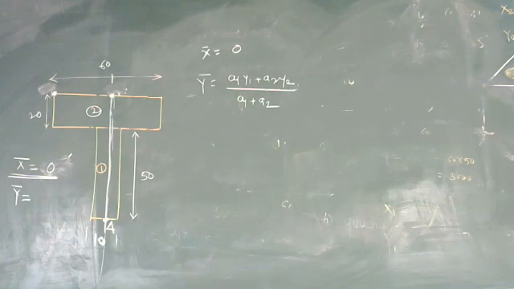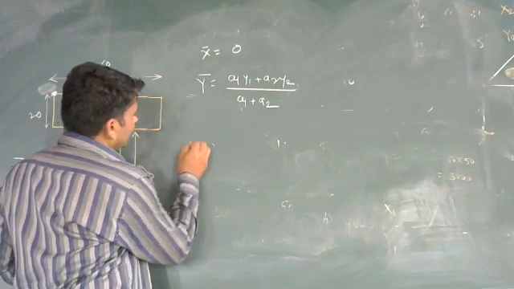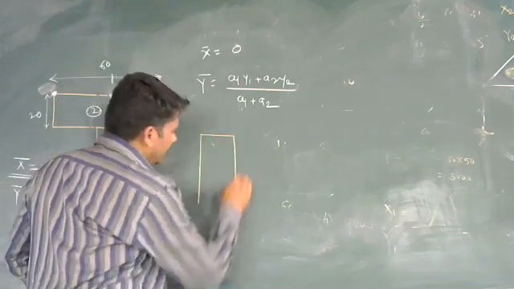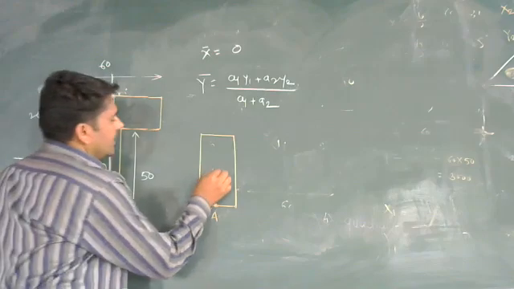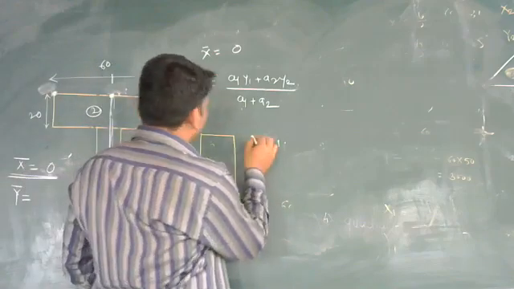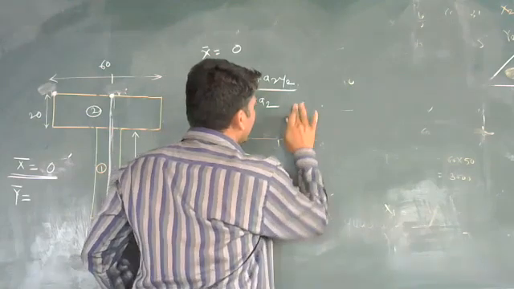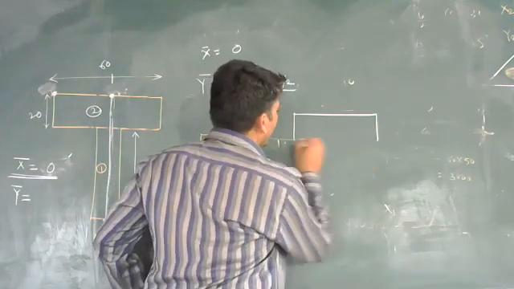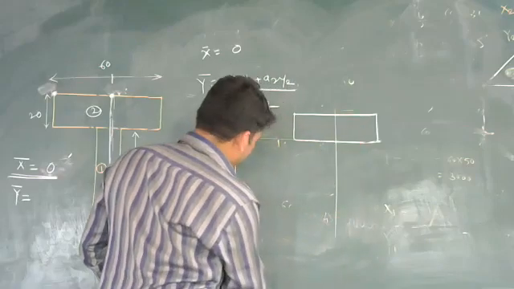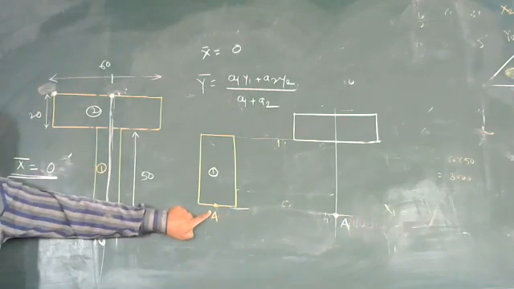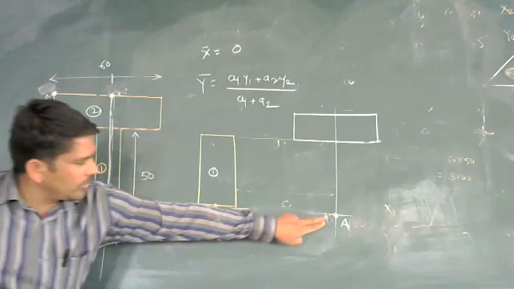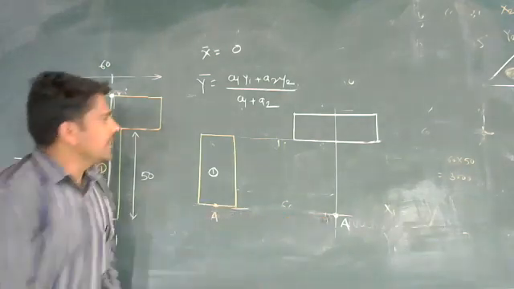Now I am required to find out A1, A2, Y1 and Y2. So what is our next step? First draw the two parts. First part I will draw here, and I will put the location here also. Okay, this is the first part. Second part: here also I have located A, and here also I have located A. This is the second part.